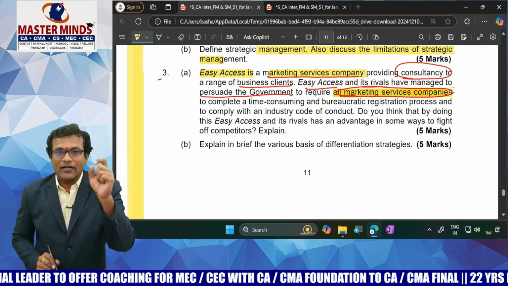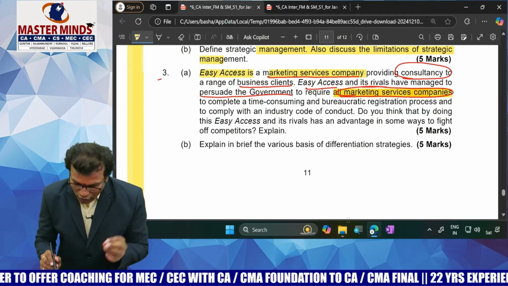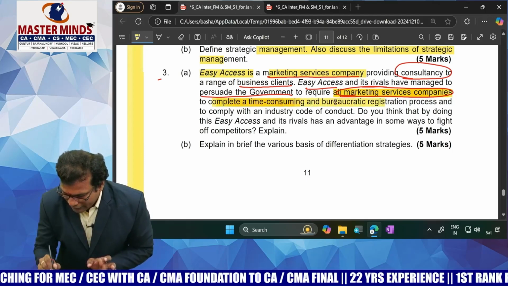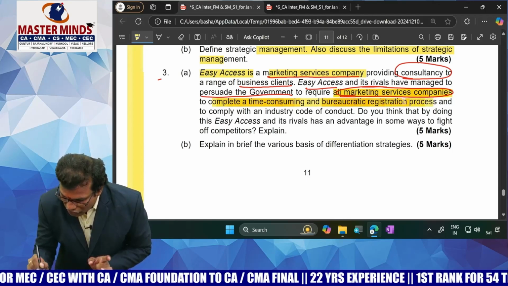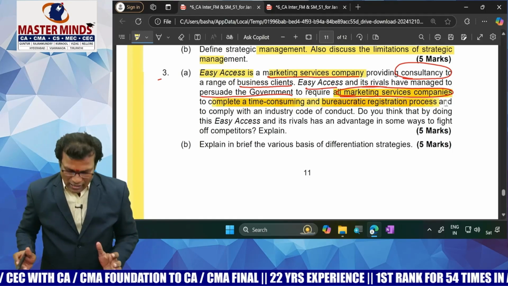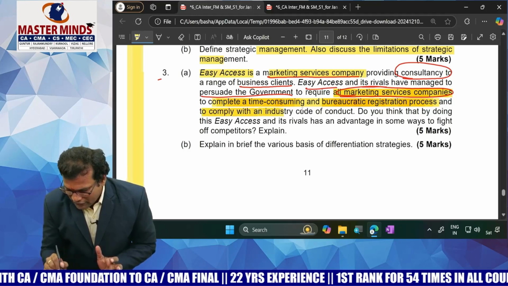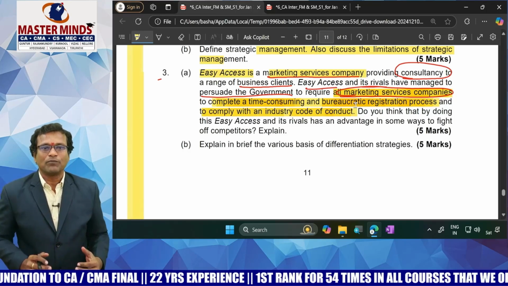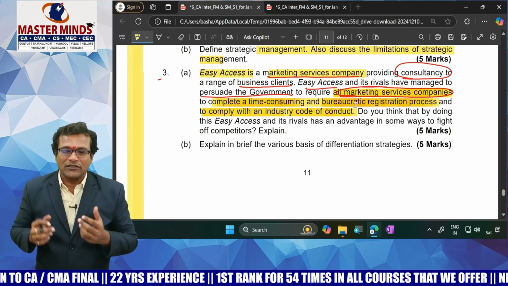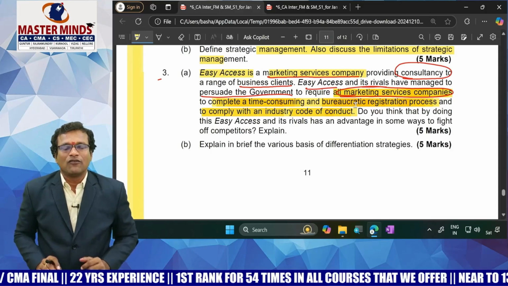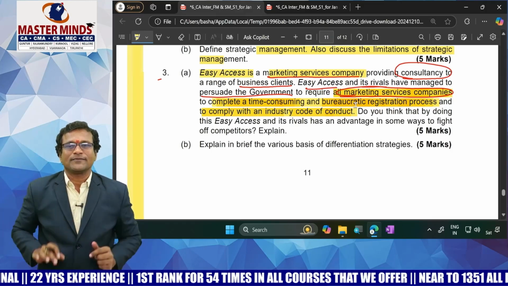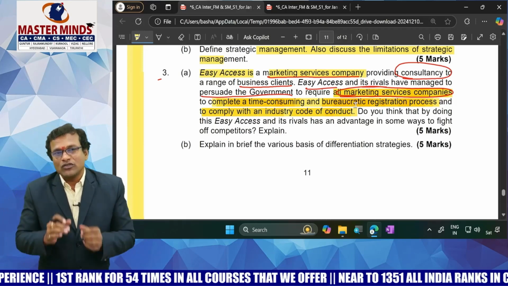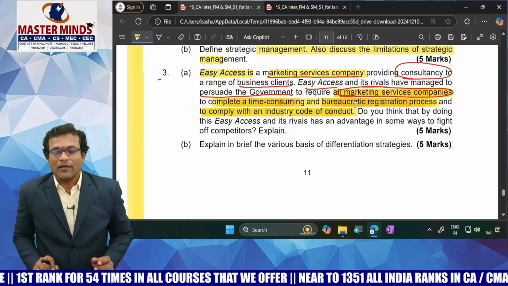every other competitor, every other organization doing the same business, has to complete a very lengthy, time-consuming and bureaucratic, red-tape registration process, a hectic registration process, and they have to comply with an industry code of conduct. It means the existing player, Easy Access, wants to increase the complications in the registration process for all the participants in the industry. That is its motto, and it is successful in convincing the government also. So what might be the purpose behind this activity by Easy Access?